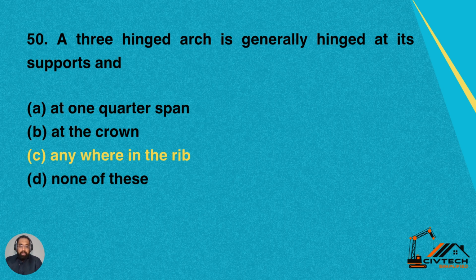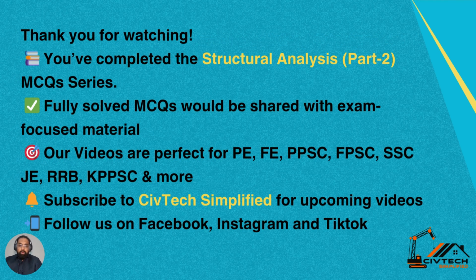Question 50 and the last question for today's part. A three-hinged arch is generally hinged at its supports and option A, at 1/4 span; option B, at the crown; option C, anywhere in the rib; option D, none of these. So a three-hinged arch is generally hinged at its supports and anywhere in the rib. So C is the correct option for this question, anywhere in the rib.